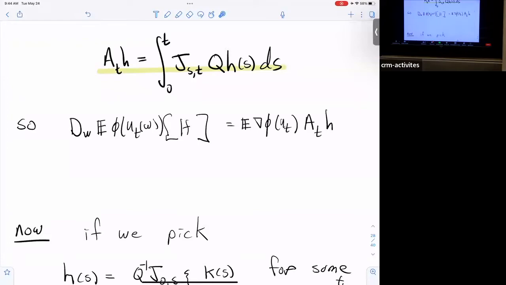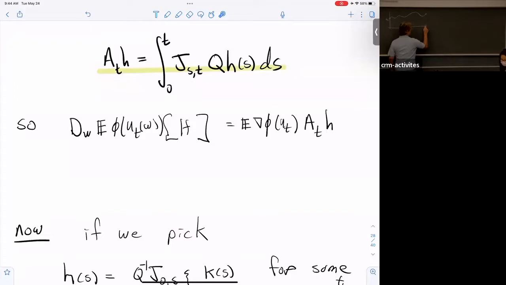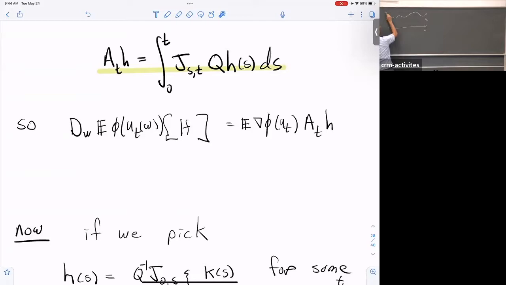I was starting at U naught, and I went along, and I ended up, thank you, Jessica, at U of T, yeah? And then I made some perturbation C here in the initial data, in the tangent plane here, and that took me here in this direction, and that was 0 T C, yeah?